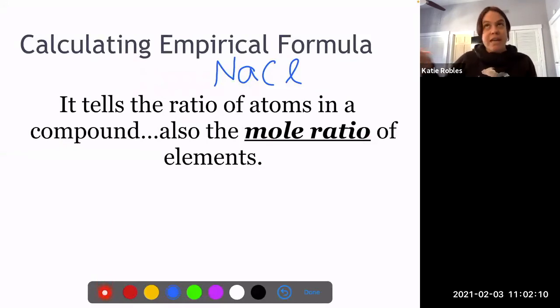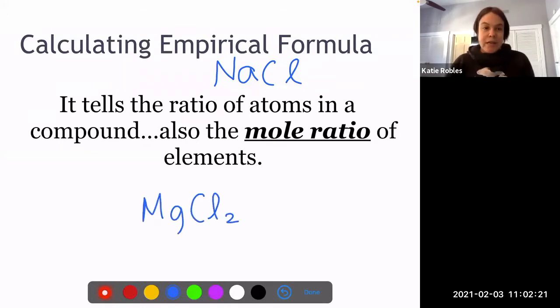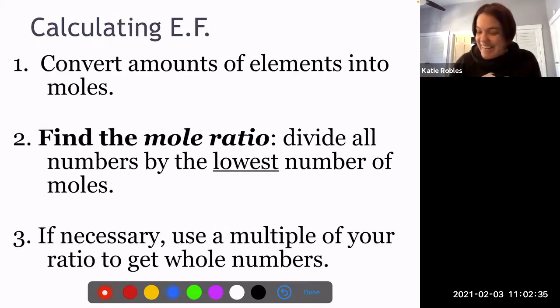So if you take something like, how about magnesium chloride? What that tells me is that there are 2 chlorine atoms for every 1 magnesium. So the mole ratio is a 2-to-1 ratio of chlorine to magnesium, right? So this is how we do it. And because I don't give you a textbook, I make you convert these amounts of elements into moles without showing you textbook examples. So this is calculating empirical formula.